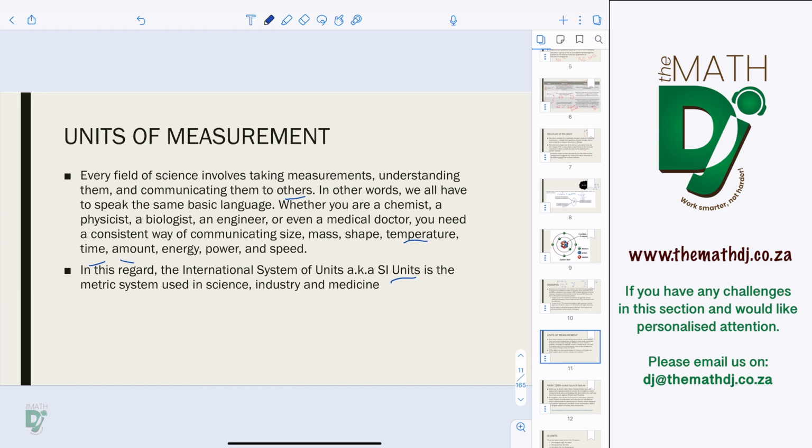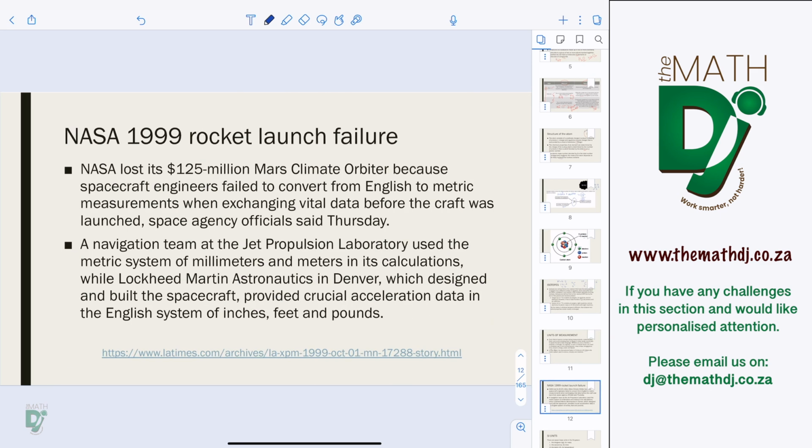Let me give you an example. The 1999 NASA rocket launch failure. NASA lost the 125 million dollar Mars Climate Orbiter because spacecraft engineers failed to convert English to metric measurements when changing vital data before the craft was launched.